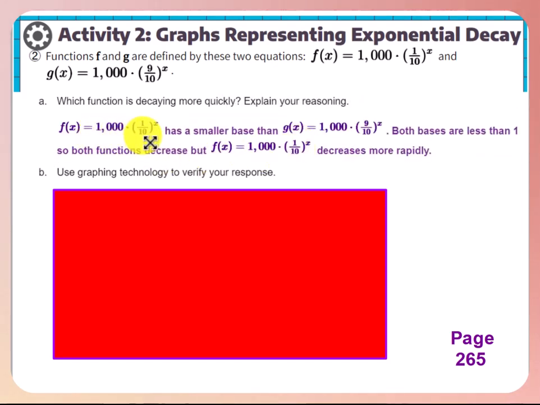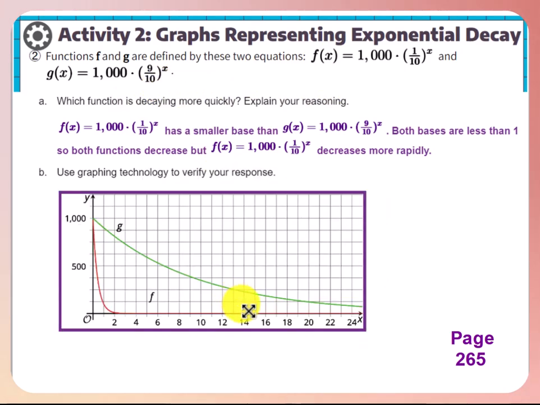All right, when we multiply, we start with 1,000, and then our decay factor is 1/10. 1/10 is smaller than 9/10. This has a smaller base than 9/10. Both of these bases are less than 1, so both decrease, but the 1/10, the smaller fraction, decreases more rapidly. Use graphing technology, put both of these functions into Desmos, and verify your answer. Check to see if your graphs look like this.